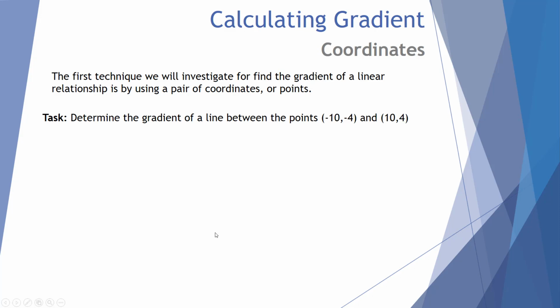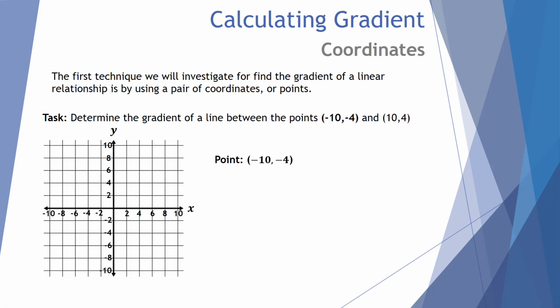Our second example, determine the gradient of the line between the points minus 10, minus 4, and 10, 4. Again, we want to plot these points. The first point has an x value in the Cartesian coordinates of minus 10, somewhere along this line on the x-axis. And the second number, minus 4, is the y-coordinate. So here's where the two lines intersect. So this represents our point minus 10, minus 4. X of minus 10, y of minus 4.